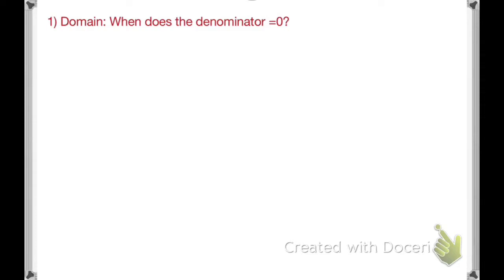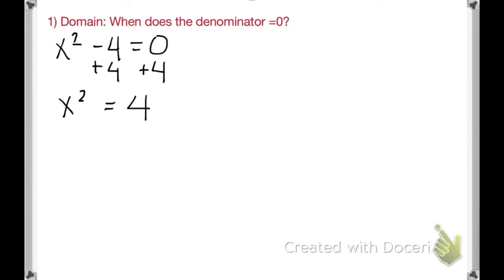So we start off with the domain, and that's when the denominator is equal to 0. So we're going to take the denominator of our function, which is x squared minus 4, and set that equal to 0. So we're going to add 4 to both sides, and once we do that, we're going to get x squared is equal to 4. Now we're going to take the square root of both sides to get x alone, and when we do that, we get x is equal to plus or minus 2.